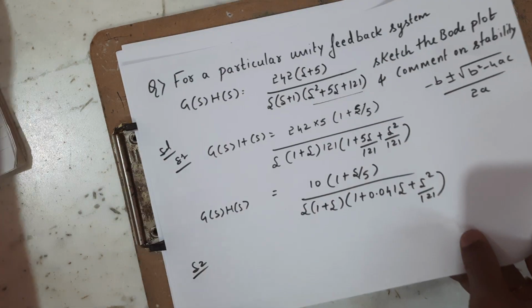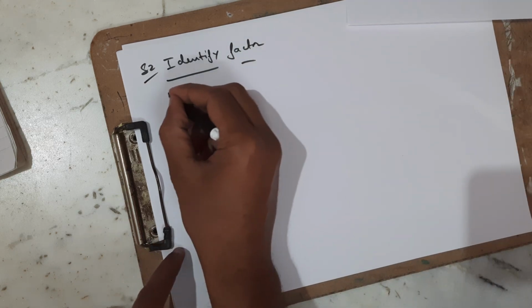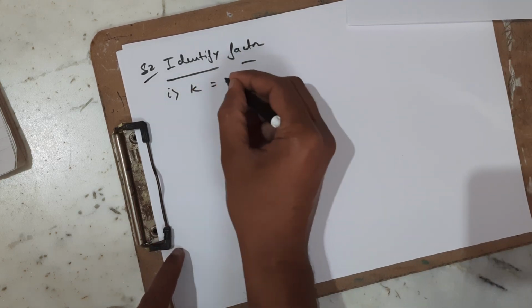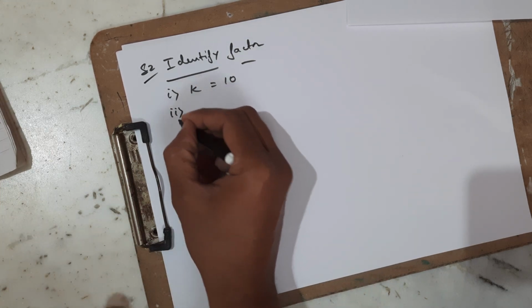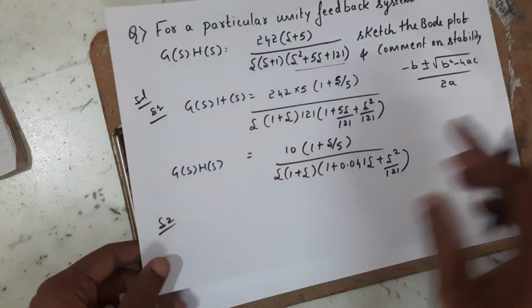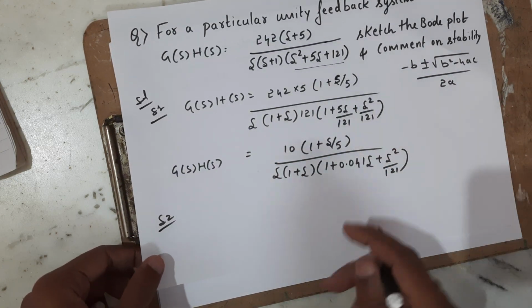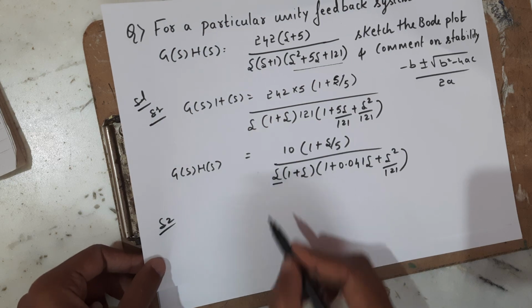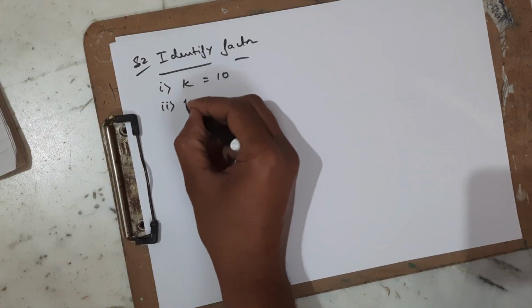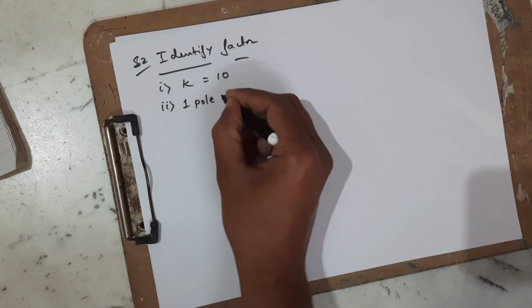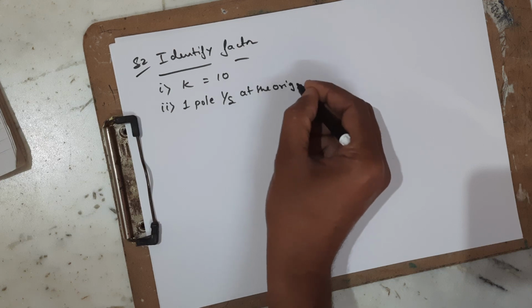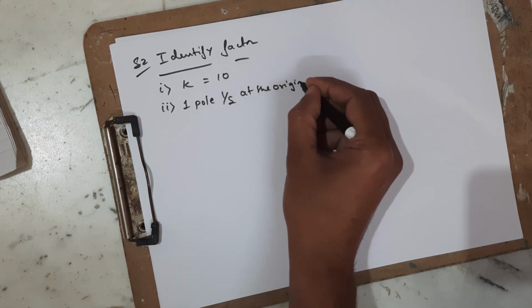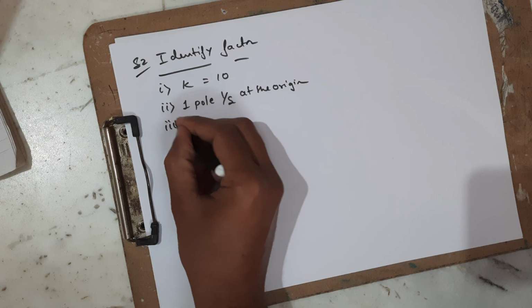So in this, what is the value of k? From this we found out that the first factor, that is k, is equal to 10. Okay, so what is the second factor? How many poles or zeros are at the origin? In this problem we have one pole at the origin, therefore the second factor is one pole, that is 1 by s at the origin. This is the second factor.